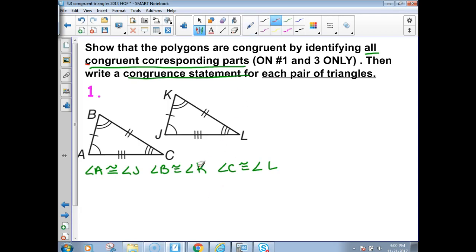Okay, now I'm going to go for segments. So I'm going to start with AB. Segment AB is congruent to segment, and I said A, then B, so I'm going to say J, then K, because that's the one that matches up with it in the second triangle. I have side BC, which is a segment congruent to, in the other triangle, if I start at B and go to C, I would say KL. And lastly, side AC, segment AC is congruent to segment JL.